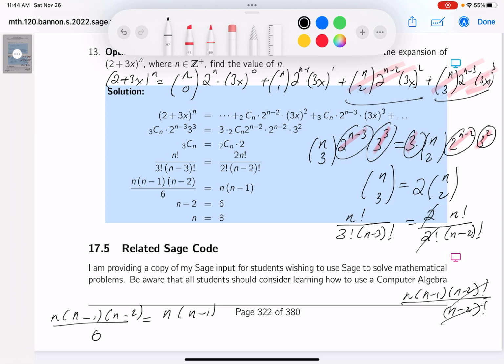So I'm just going to cancel these things off now. Let me just do that for you. And this n minus 1 cancels, and this n cancels. And you're left with a really simple equation. n minus 2 over 6 equals, sorry about that, equals 1. Wouldn't make any sense otherwise, right? So n minus 2 equals 6, and this leads to n equals 8. And we're done. Thank you.